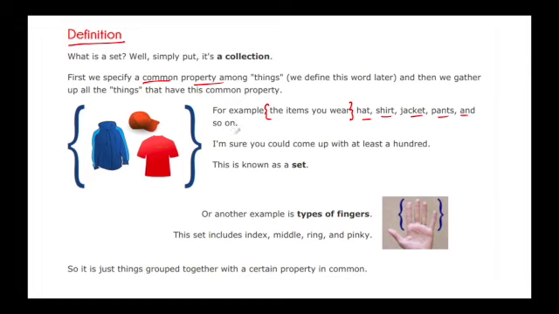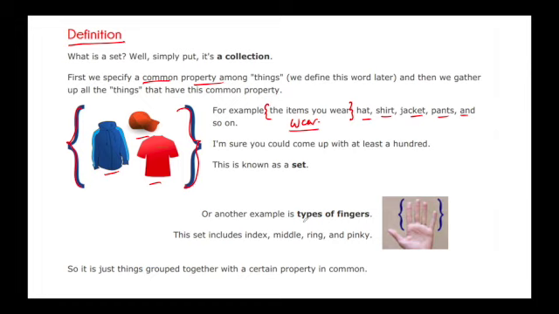So you can see that for the items you wear, what do they have in common? They have in common that you wear them, right? So we can see here that we have the curly brackets, the set of, and then the roster form where we listed out all of the elements in the set. And I'm sure you could come up with at least 100. So this is what is known as a set, right? A set basically is just a group of things that all have something in common, and you could write that as the definition.